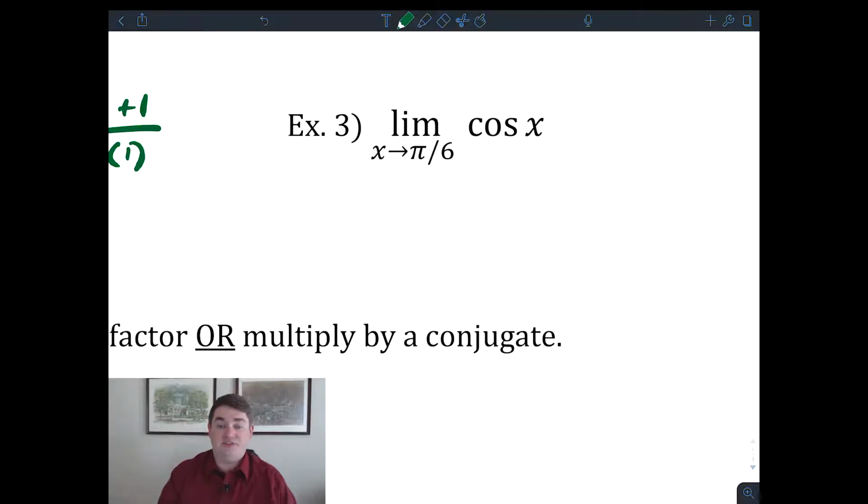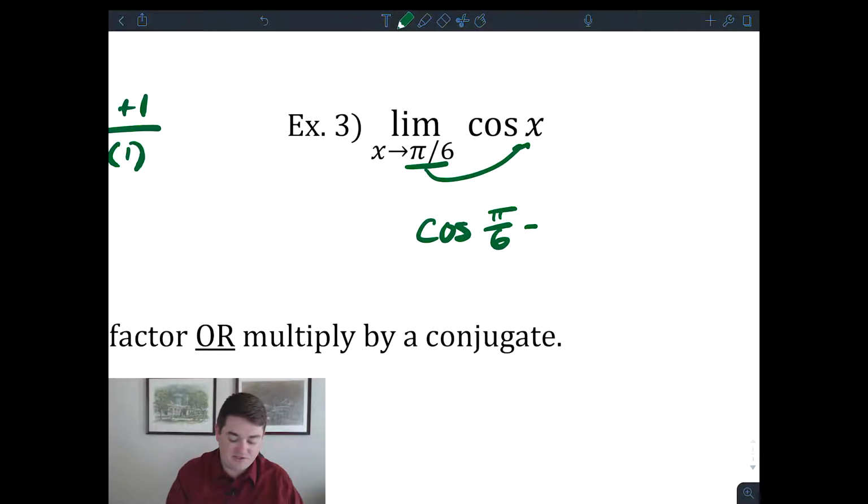Example 3, find the limit as x approaches pi over 6 of cosine x. Well, direct substitution pretty straightforward here. I'm going to have cosine of pi over 6, which, if you think back to your unit circle, cosine of pi over 6 is the square root of 3 over 2. That's it. Direct substitution works great when it works.